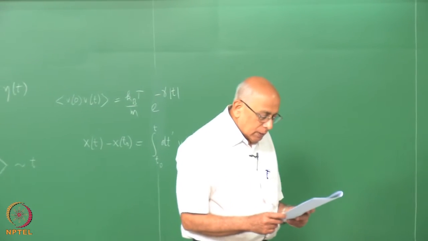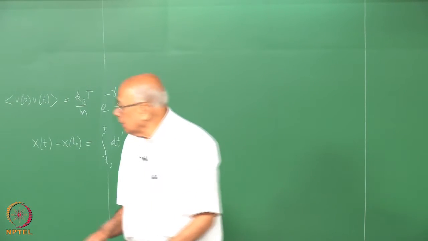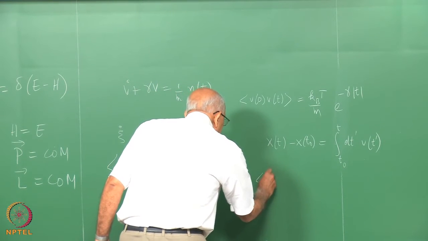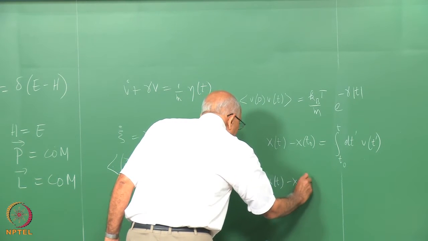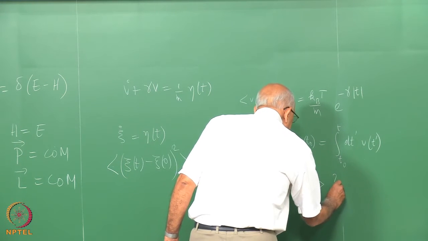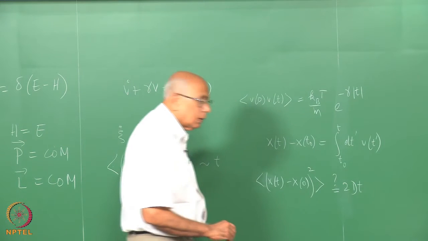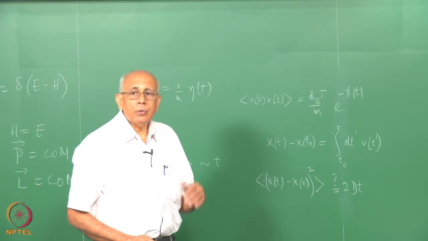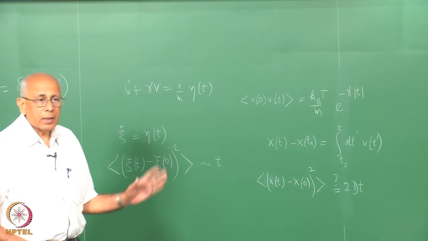Next, again for all positive t, the mean square displacement is given by x squared is 2Dt. So, the proposition is that the average of x of t minus x of 0, whole squared, and the question is, is this equal to 2Dt? True or false? It is false. It is only true in the diffusion limit, right? Large, how large? Greater than gamma inverse, the time scale in the problem.